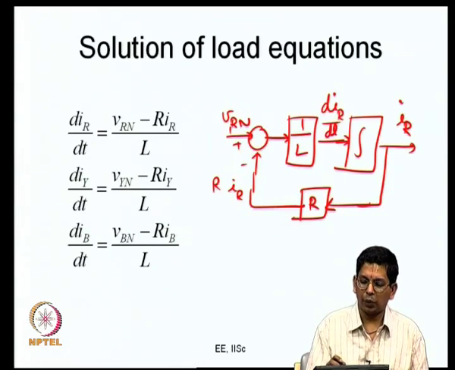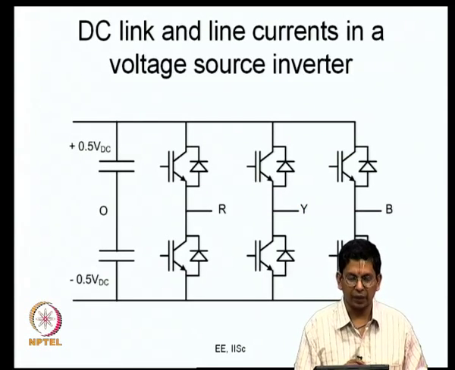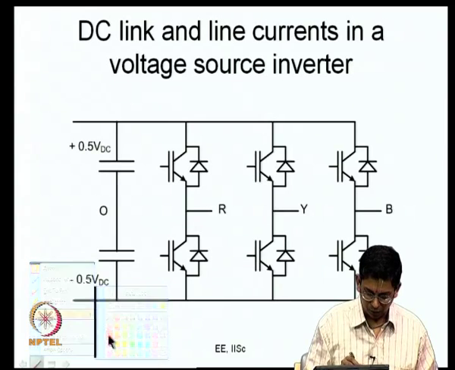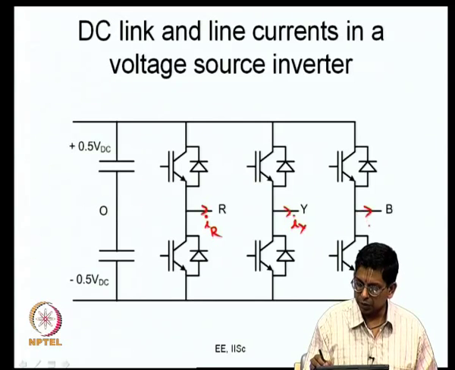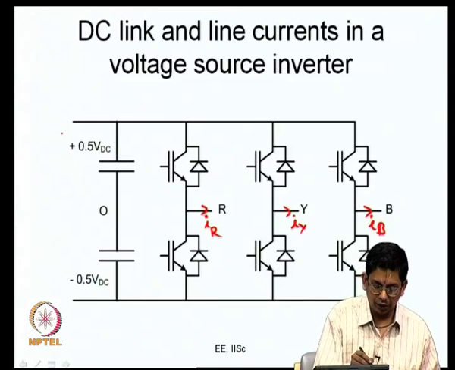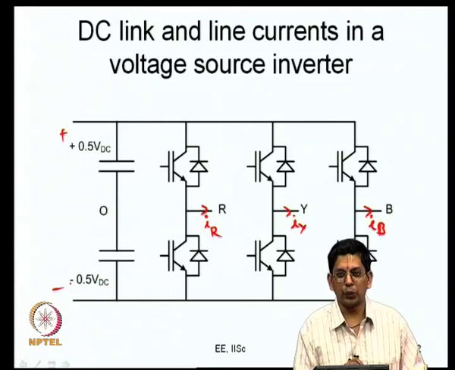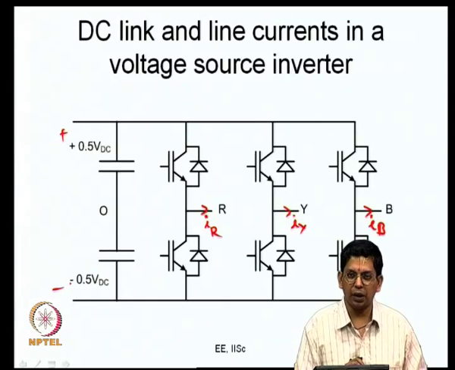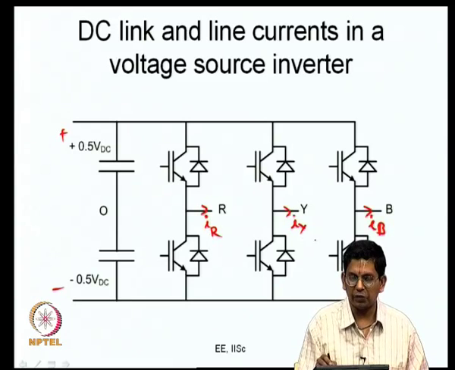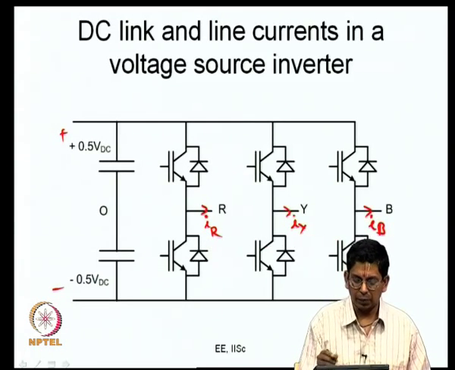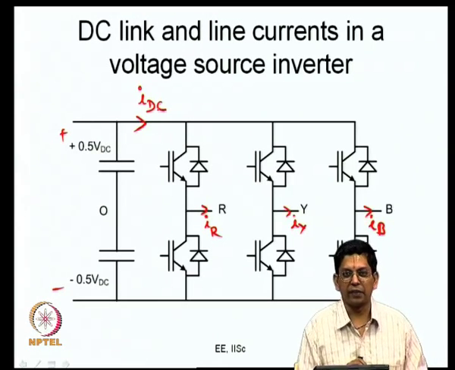If you solve them, what are you going to get? You are going to get IR, IY and IB. So, now with IR, IY and IB, you have to find out IDC. That is the next step. So, let me say this is IR, this is IY, this is IB. That is starting from the DC voltage and the switching functions, you have determined the 3 phase voltages VRO, VYO, VBO, or VRY, VYB, VBR, or VRN, VYN, VBN. And from the 3 phase AC voltages, you have come up with the 3 phase AC currents IR, IY, IB. Now the next step for you is to find out what is IDC.